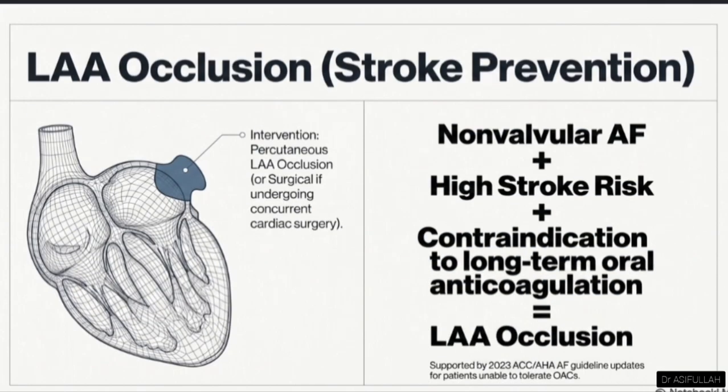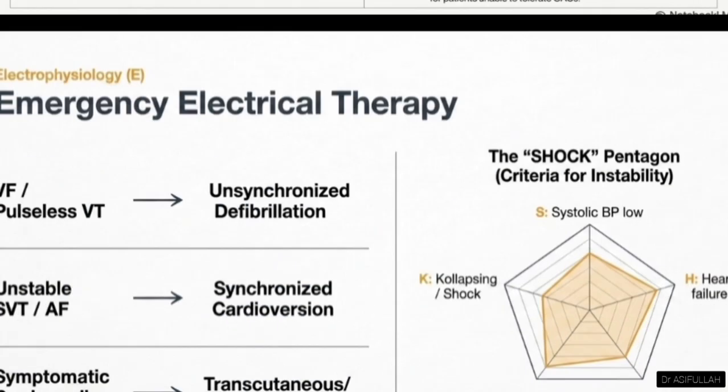Left atrial appendage occlusion is for stroke prevention in atrial fibrillation with high stroke risk and contraindications to long-term anticoagulation, and is inserted in the LA appendage, or surgical if the patient is undergoing concurrent surgery. This LA appendage may be removed.